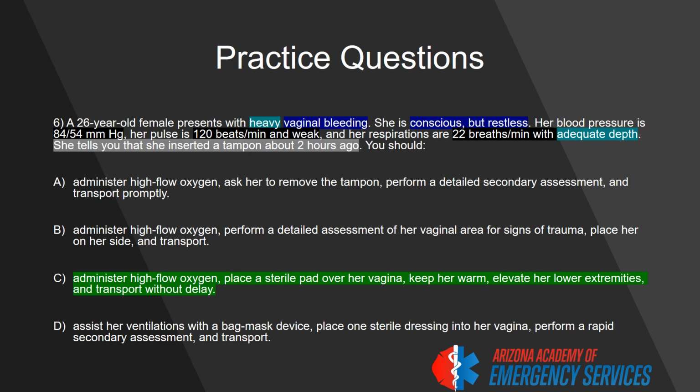Again, those patients would be excessively deep respirations, excessively shallow respirations, or that they are not breathing at all. Those are the patients that we always use the BVM, and we don't see that here. So we have no indication to use the BVM. And the part of answer option D that really makes it incorrect is the application of a sterile dressing into the vagina. And again, I can't stress that enough. Nothing should ever be inserted into the vagina for treatment of a gynecologic emergency. And that is, again, what makes D incorrect and ultimately C the only truly correct answer option for this question.